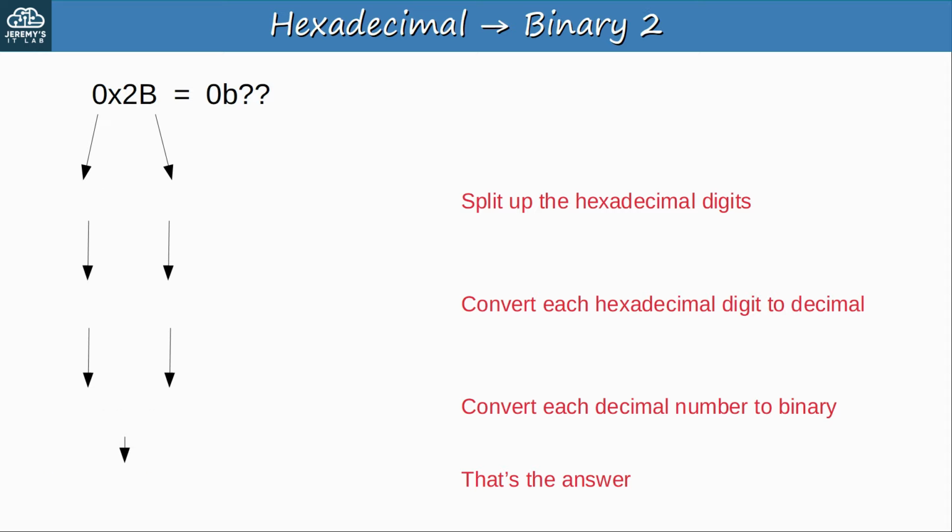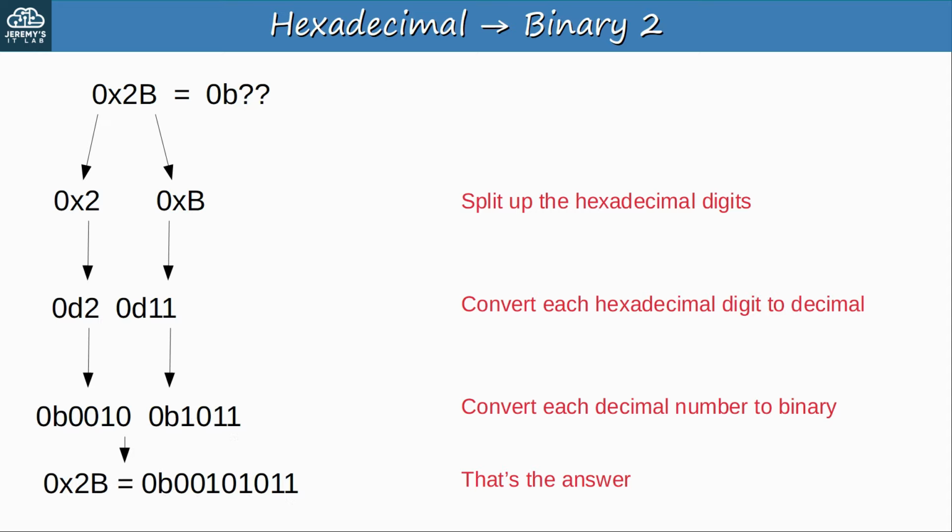Okay, here's another one. Pause the video to try it out yourself. Convert hexadecimal 2B to binary. Let's check. First, split up the hexadecimal digits. Then convert them to decimal. 2 is 2, and B is 11. Then convert each decimal number to binary. And that's the answer. Hexadecimal 2B is equal to binary 00101011.